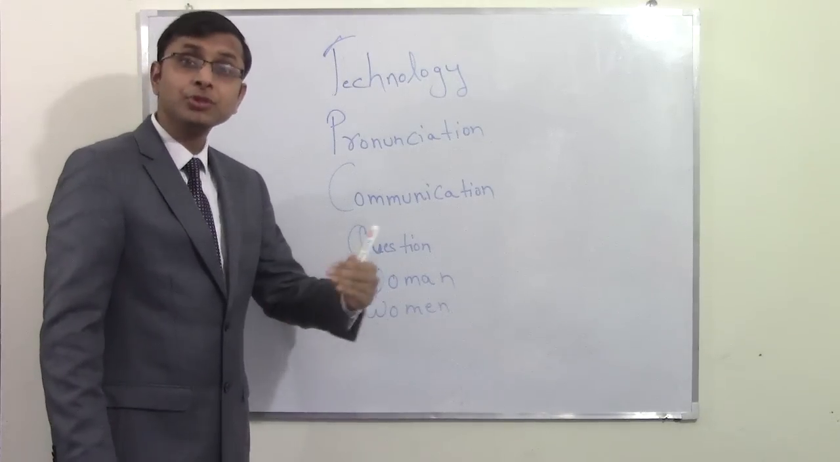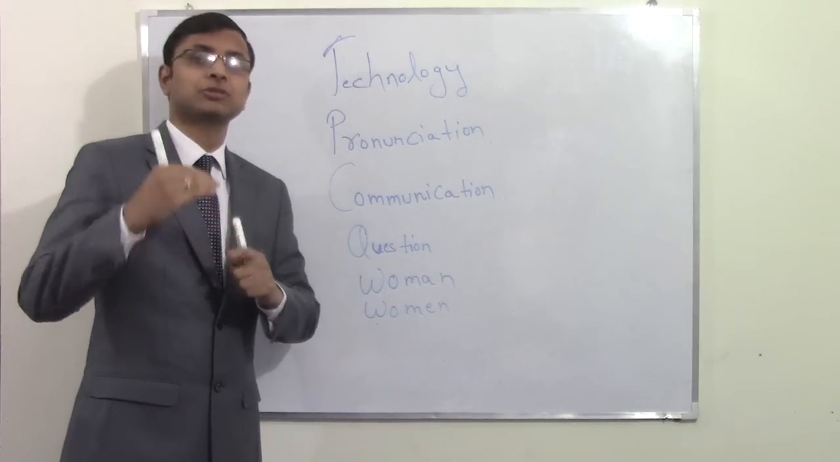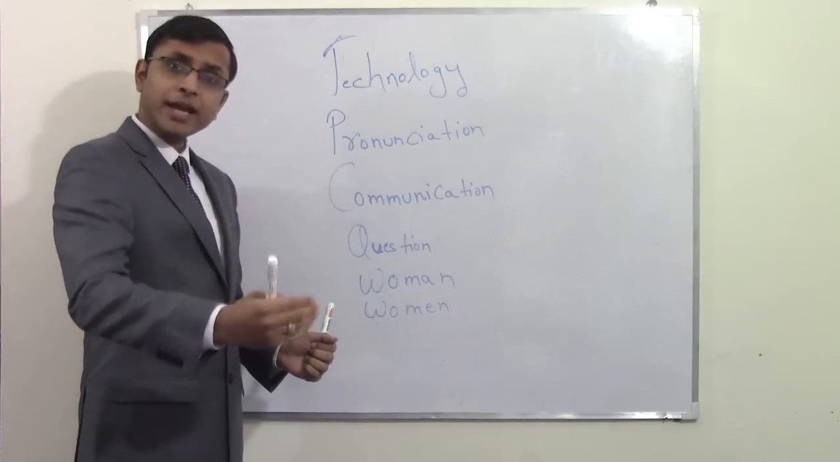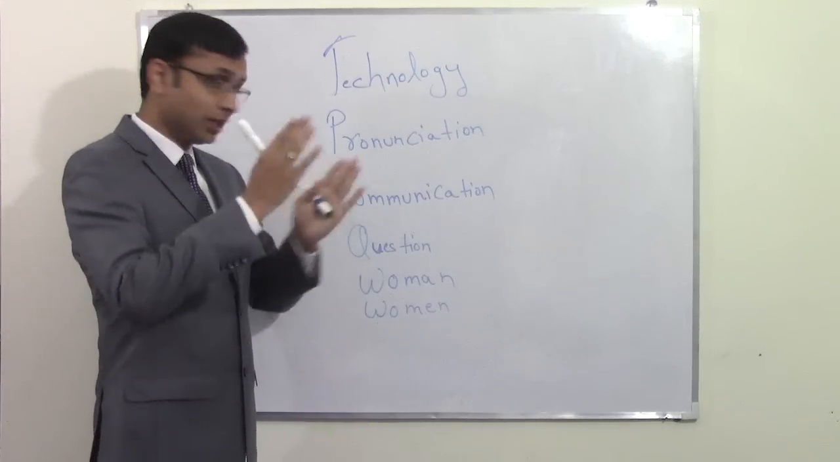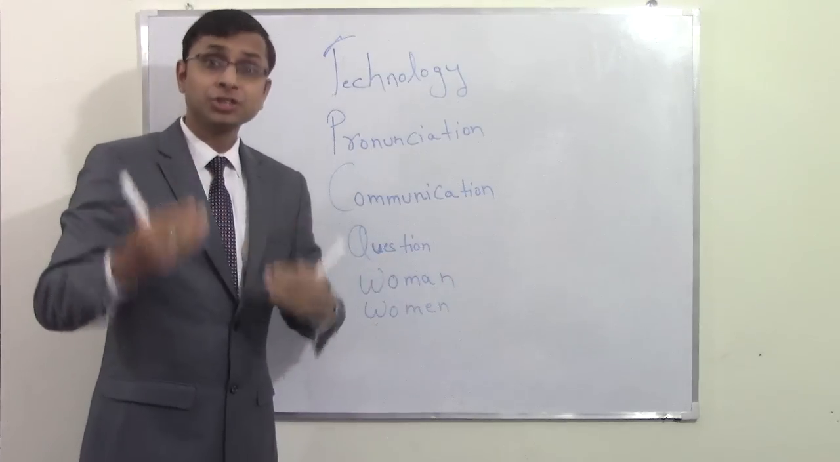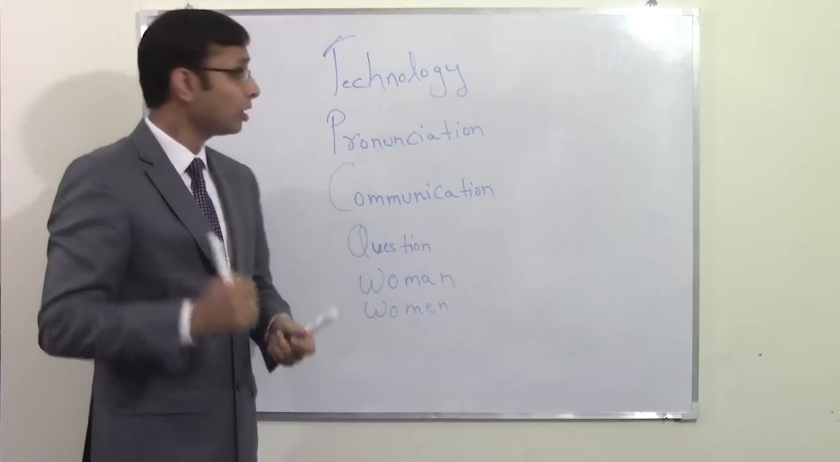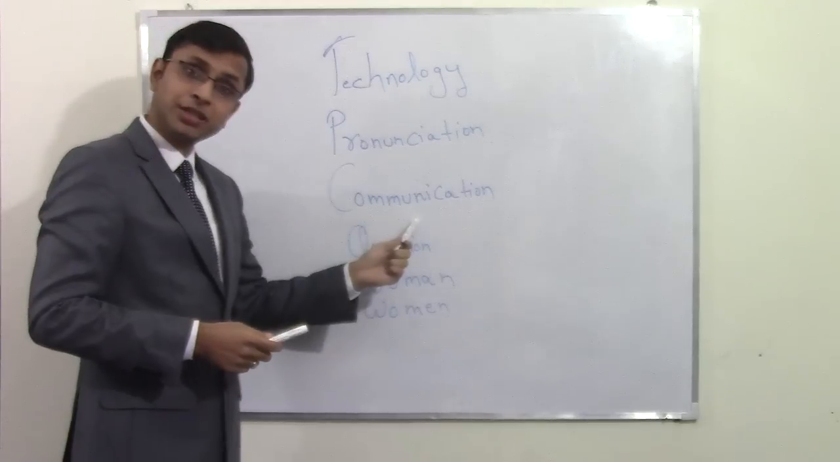So first is technology and then pronunciation, and the third word is communication. We don't say it the wrong way. So it's communication. How do we say that? Communication. One more time, communication. So technology, pronunciation, and then communication.